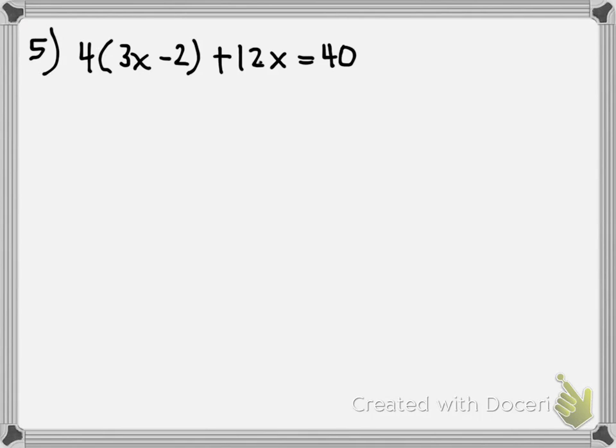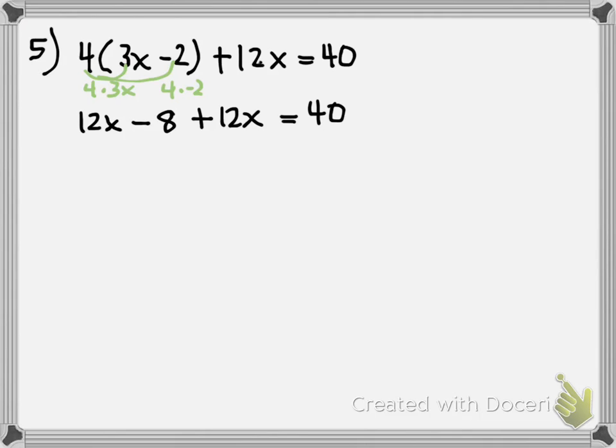So what do we need to do first? Distribute, right? So I'm going to have 4 times 3x, which is going to give me what? 12x. And then I'm going to multiply 4 times negative 2, which is going to give me what? Negative 8. And then I have plus 12x equals 40.